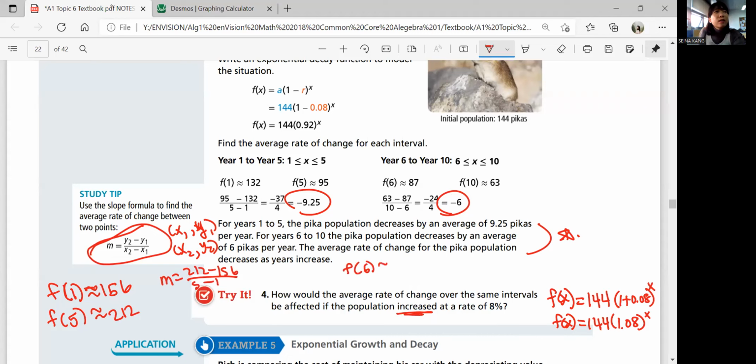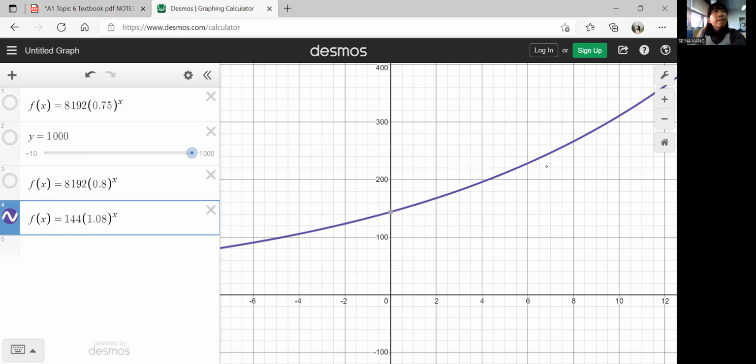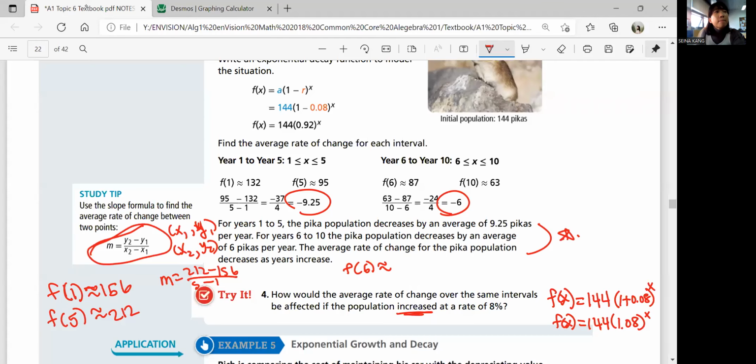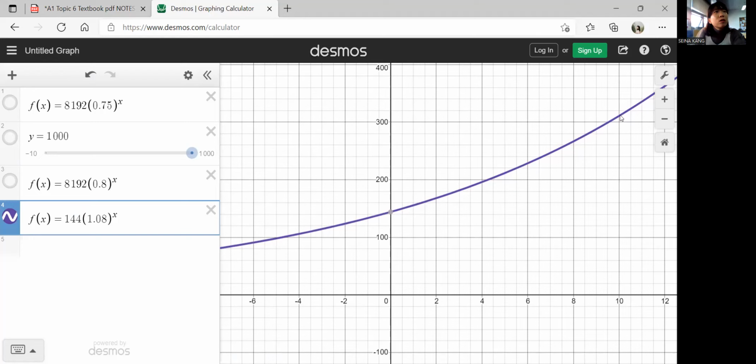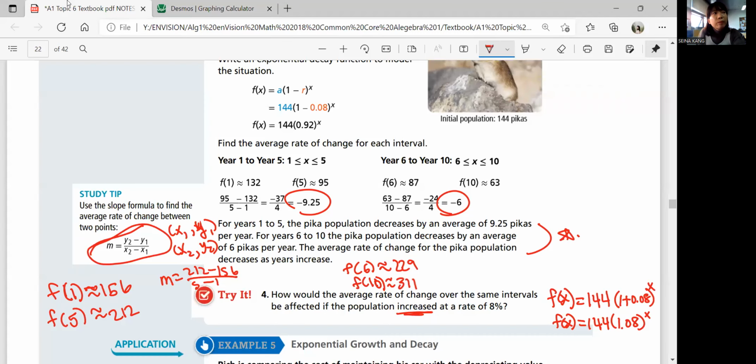F of 6 is about 229, and f of 10 is about 311. Okay, and so your slope of this is going to be 311 minus 229 over 10 minus 6. So what do you get?